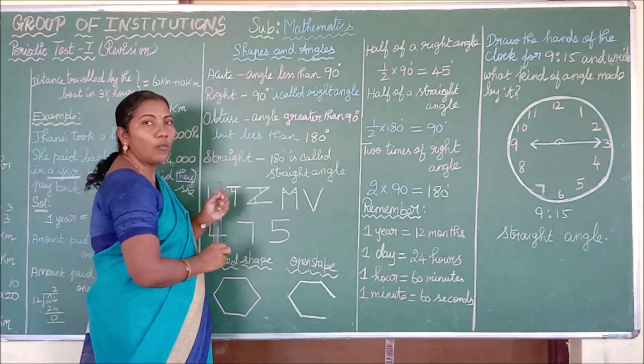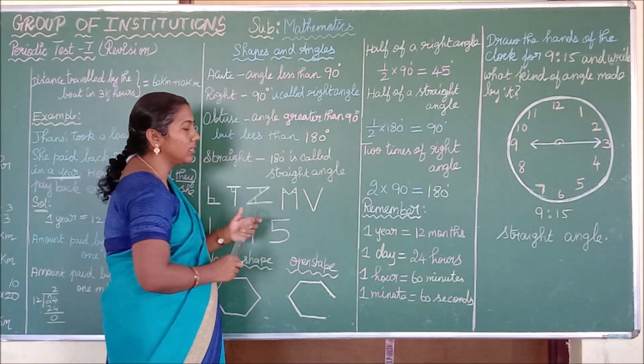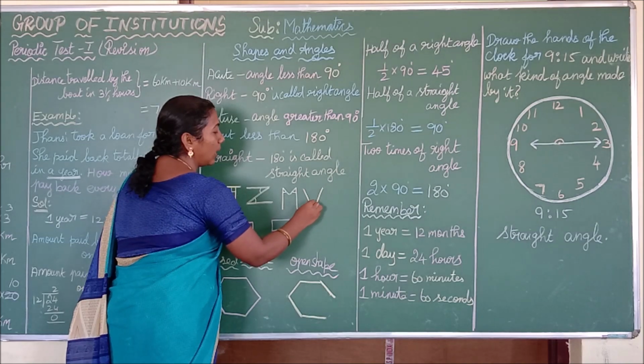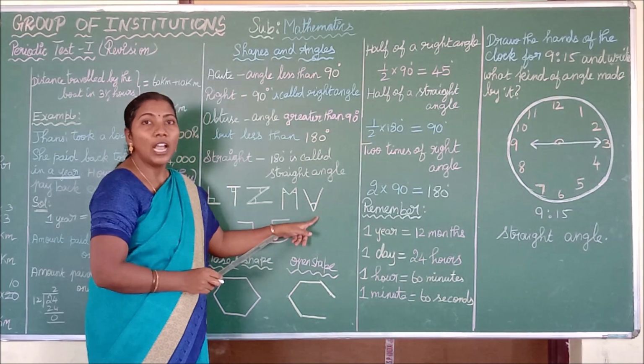In the letter M, what type of angle are you seeing? Acute angle. See the last letter B. What type of angle are you seeing here? Yes, it is acute angle.